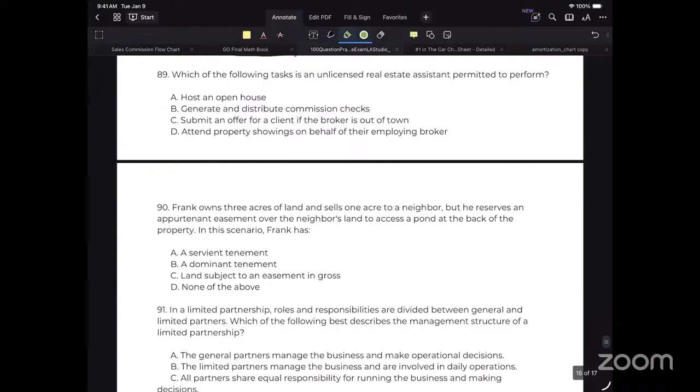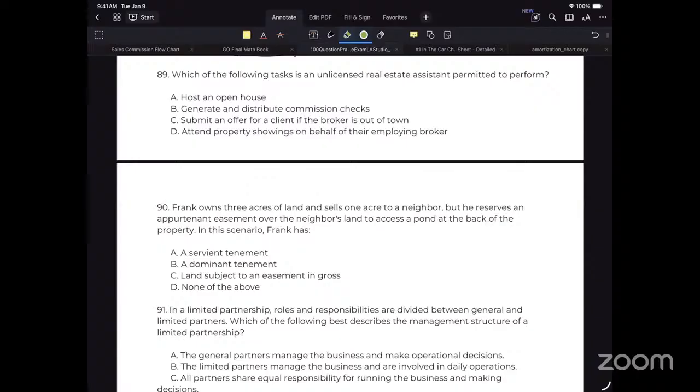Which of the following tasks is an unlicensed real estate assistant permitted to perform? I feel like we did this already, but that's okay. Every state is different, but if you're an unlicensed assistant, you shouldn't be doing anything that would be fiduciary-esque. So let's see if we can guess this right.